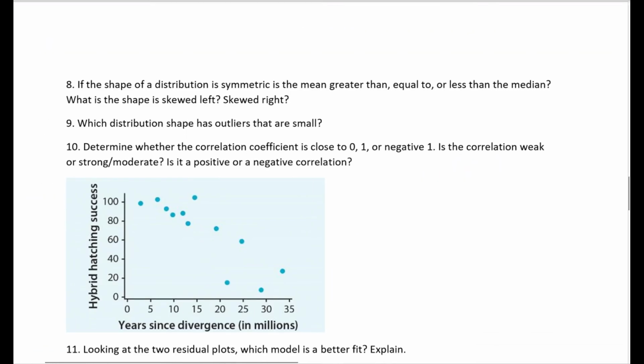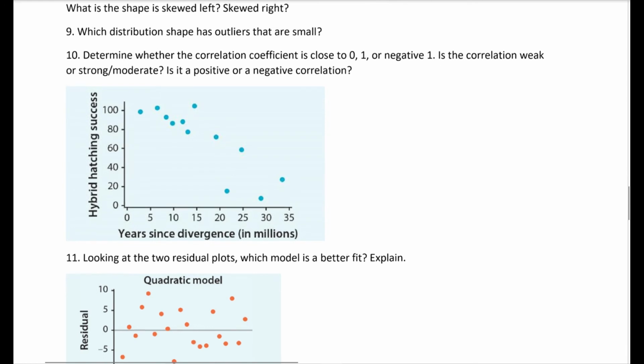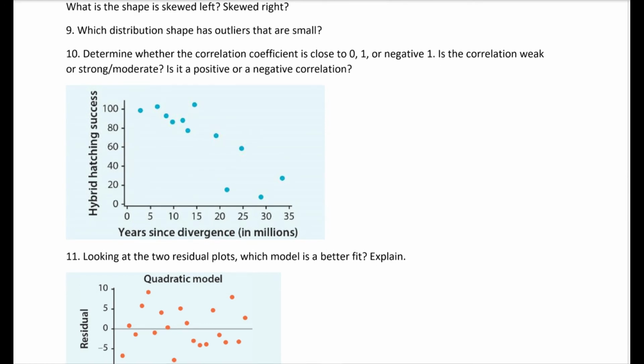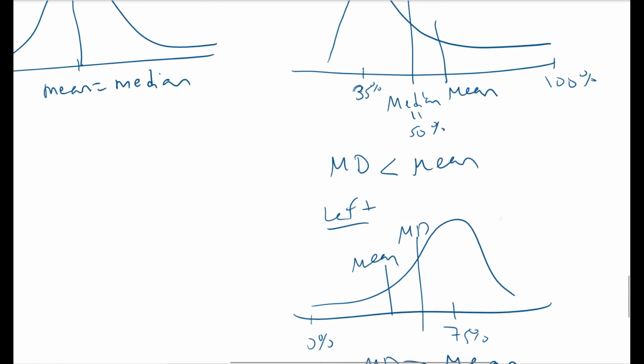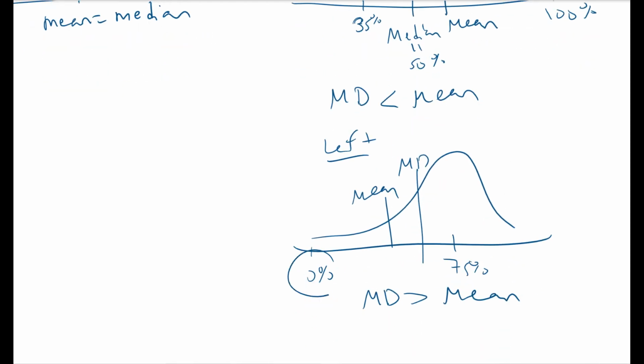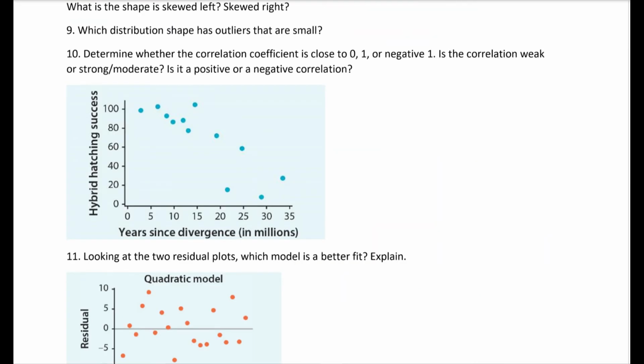All right, so that was number 8. Number 9, which distribution has outliers that are small? So kind of going back to this graph, this one has a small outlier. See this one right here? That's a small number and it's an outlier. So that will be a left skewed distribution. So for the problem that they're asking for, which distribution has outliers that are small, that would be a distribution that is skewed left. So a negatively skewed distribution. Negatively means left skewed. So negatively skewed distribution.